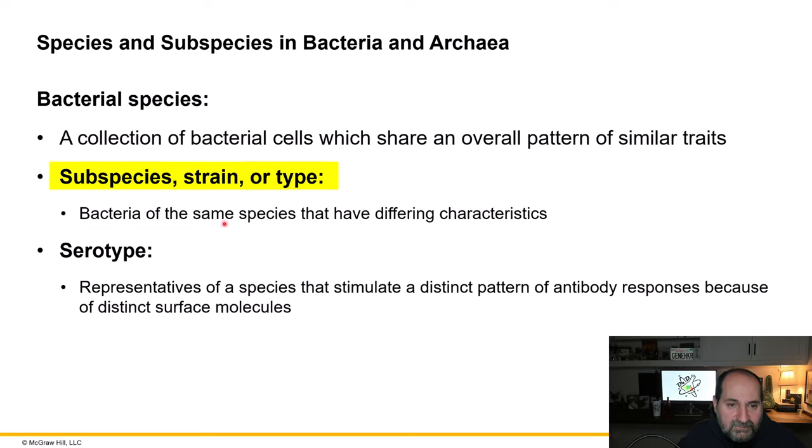Now, if that's what a species is, what is a subspecies or a strain or type? These are bacteria of the same species that have differing characteristics. So for instance, there is a strain of E. coli that is capable of making a potent toxin called the Shiga toxin, which it got from the Shigella bacterium, right? And this Shiga toxin makes that strain of E. coli much more dangerous. It's the O157:H7 strain of E. coli.